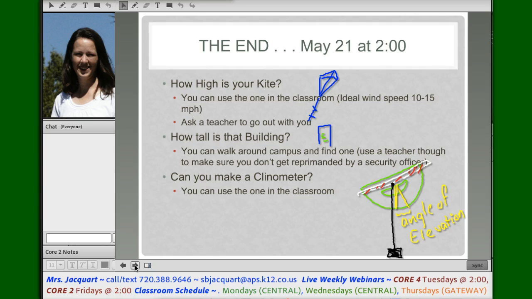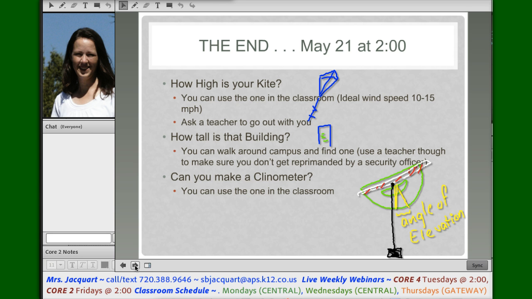Okay, what we want to do is go test how high your kite can fly. You can use the ones that are in the classroom. The ideal wind speed is 10 to 15 miles per hour. Ask a teacher to go out with you. Now the wind's probably going to be a little bit fickle, so if it's windy when you're walking into class, then make sure you go out and fly that kite, because May has dead times.